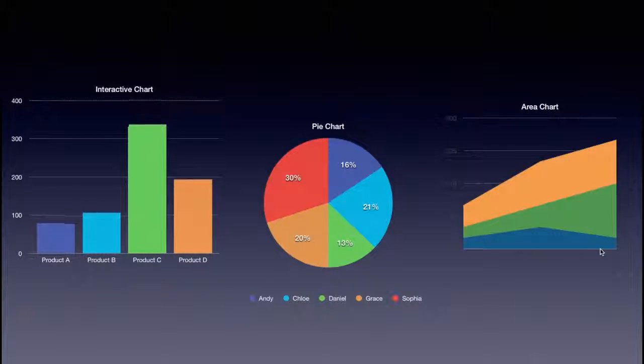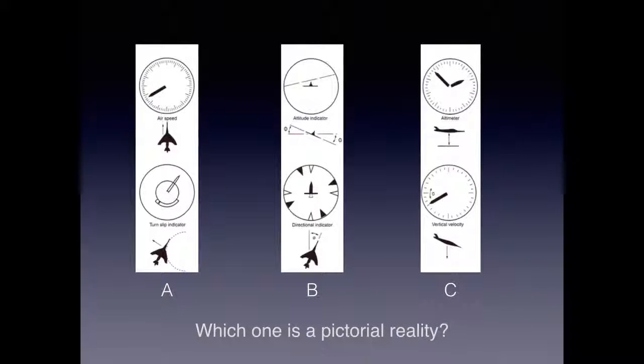The next topic is pictorial reality. Pictorial reality is about the mental model, and the question is which one is a pictorial reality, how it's linked to the real world. If you see the plane like this, and the airspace goes straight, but this one is rotating, so it's not really pictorial reality. And this turn-side indicator is maybe not 100%, because you cannot turn 360 like this.